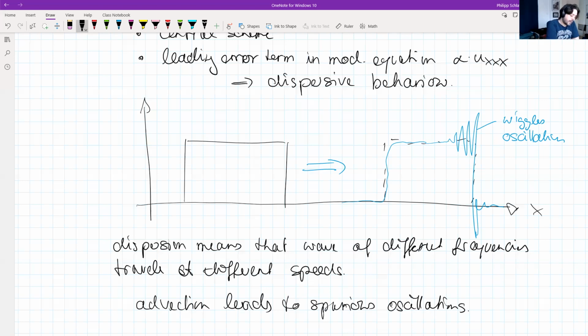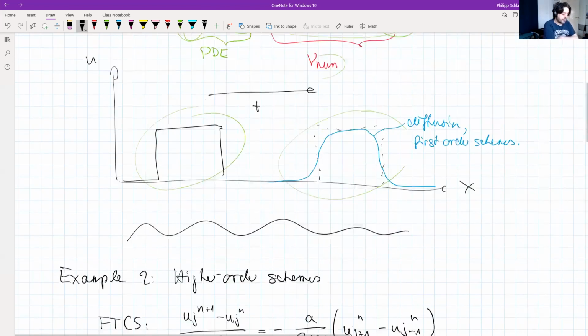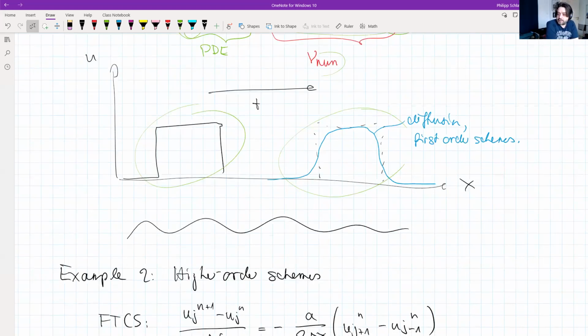Now, why is this a problem? The issue is that solutions that are dispersive, so solutions that have wiggles, are not very aesthetically pleasing. They don't look very nice. They actually look very bad. They look very wrong. At the same time, if you see a diffusive solution, where sharp gradients are just smoothened out, they typically look much better.